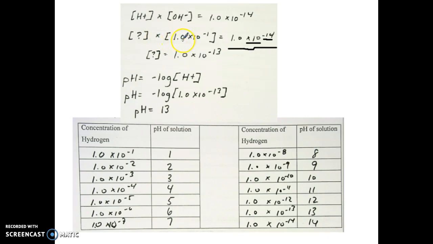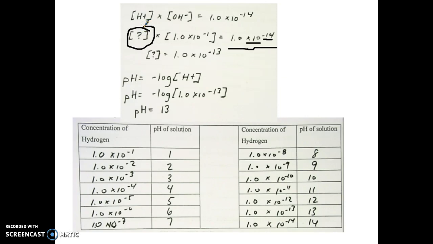If I give you hydroxide, you have to be able to get the hydrogen. If I give you hydrogen, you have to be able to get to the hydroxide. That's the first part of calculating pH. Once you have determined the hydrogen concentration, that is the concentration you use.